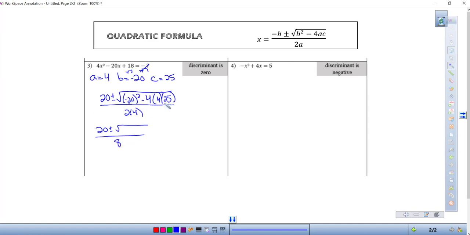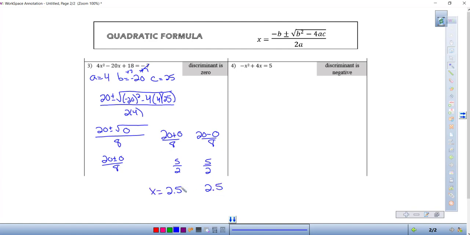When I simplify this, I get 0. The square root of 0 is just 0. So this is 20 plus or minus 0 over 8. If I do 20 plus 0 over 8 and 20 minus 0 over 8, I just get 20 over 8 twice. But we can simplify that to 5 over 2. They're both 5 over 2. Or you can put it as a decimal, 2.5.